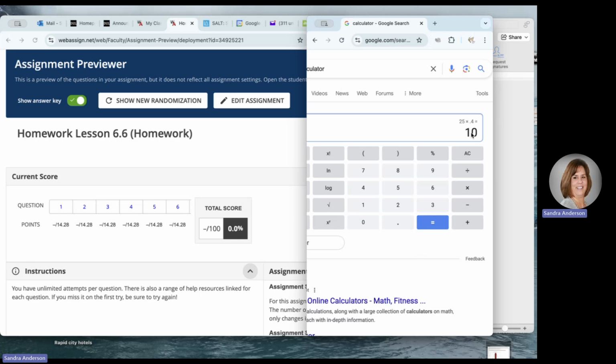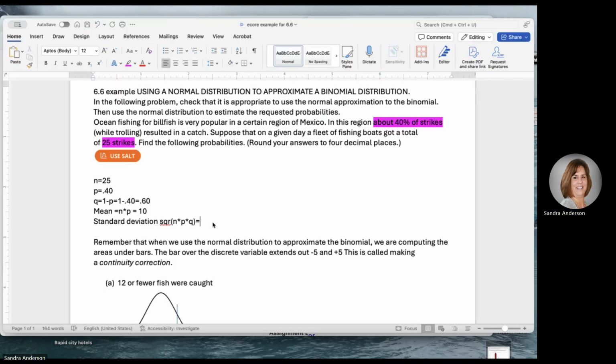So N times P is already 10, times Q, which is 0.6 on that sheet. Then we need to take the square root of that. So the square root of 6 is going to be our answer, 2.4495. 2.4495 is our standard deviation. So again, you get N and P out of the problem, you compute Q, you compute the mean, and you compute the standard deviation.